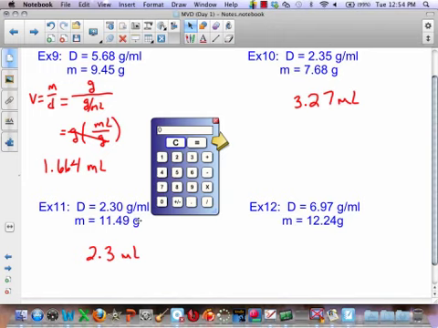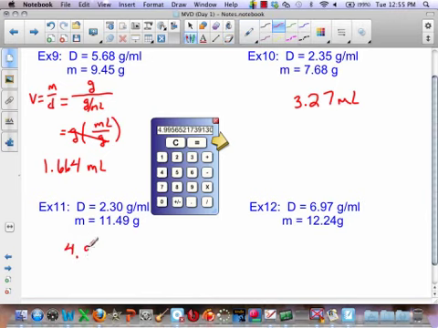All right, Courtney, tell me what you did here on number 11. I divided it wrong. Okay. So if we take 11.49 and we divide it by 2.3, we should get 4.9956. So a lot of different ways you can go with this. If you're rounding to 3 decimal places, it should be 4.996 milliliters. If you're rounding to 2 decimal places, it actually rounds up to 5.00 milliliters.